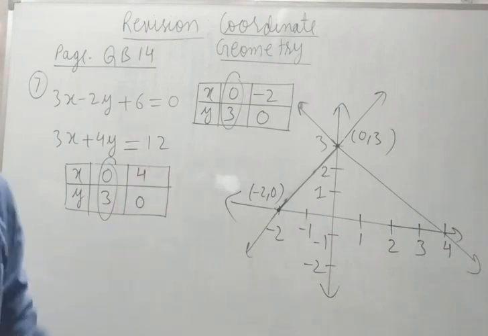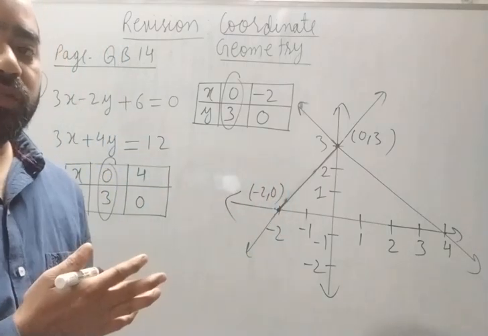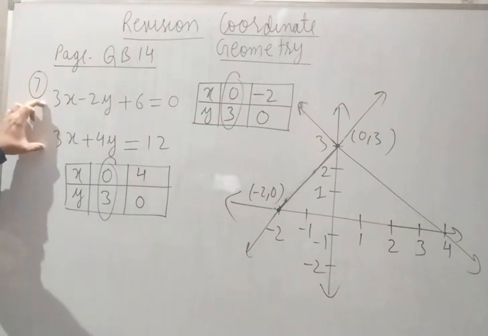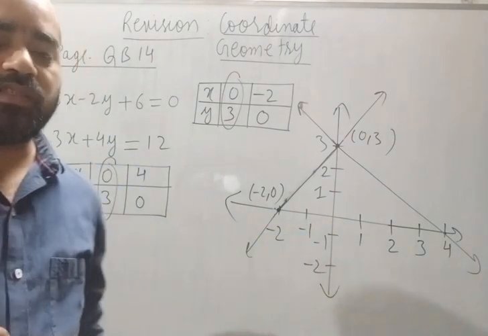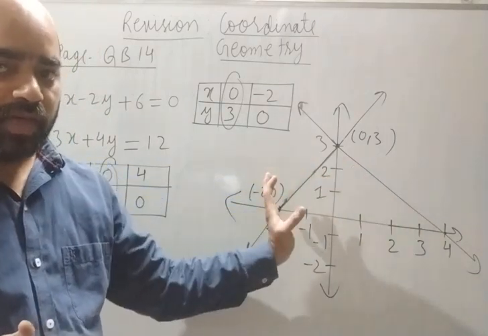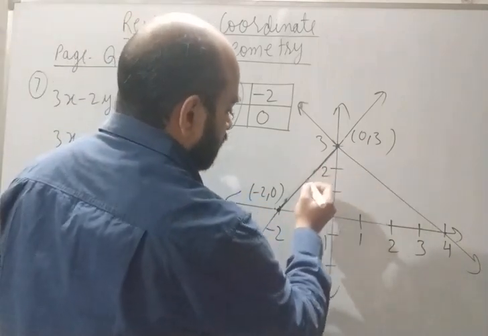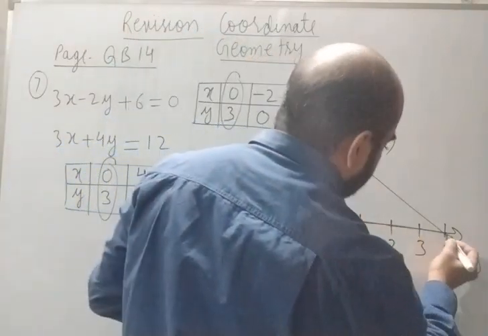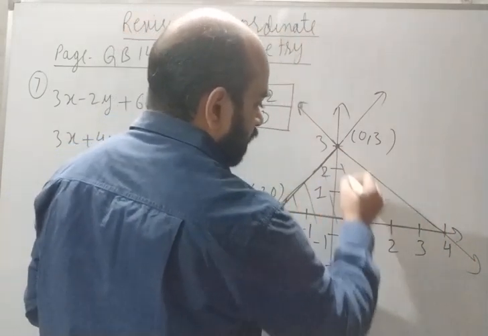Now we have to find the area of the triangle bounded by the graphs of the equations and the x-axis. See, for triangle we require 3 lines. Here what are the 3 lines? These 2 equations will give 2 lines, and third line in the question it is mentioned x-axis. So we have to find the area of the triangle formed by these lines on the graph and x-axis. It means these are the 3 lines. Correct? It means this is the triangle. We have to find the area.